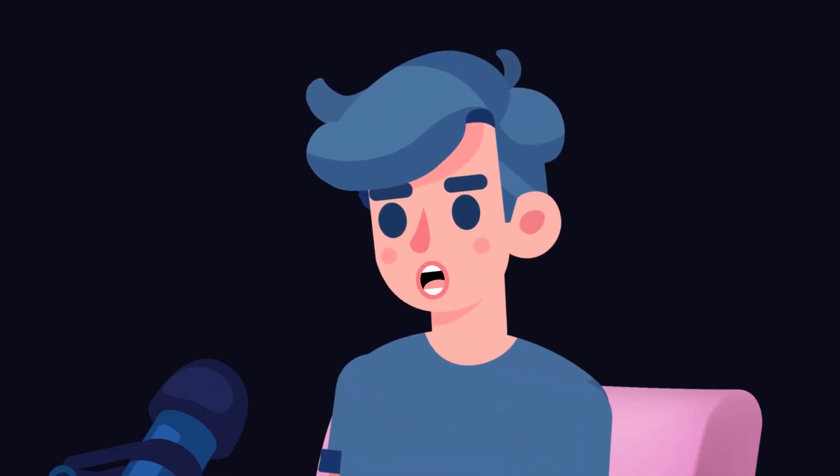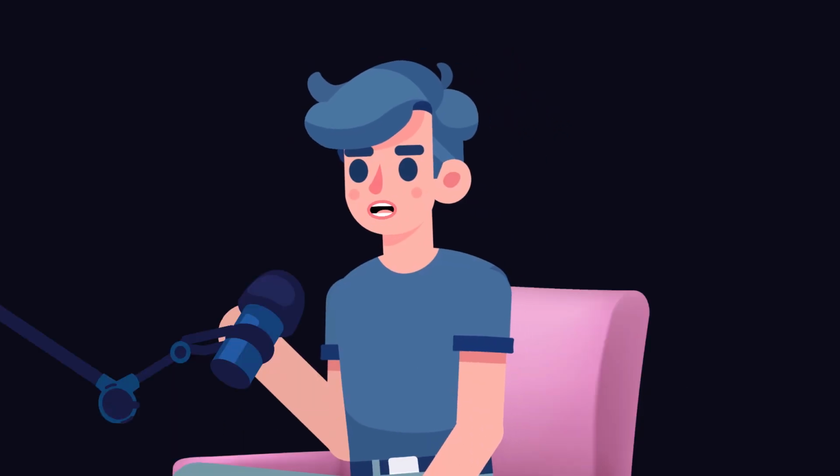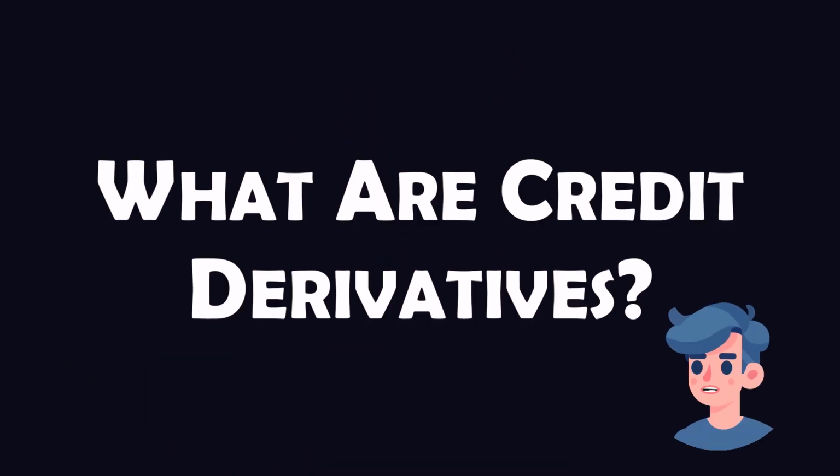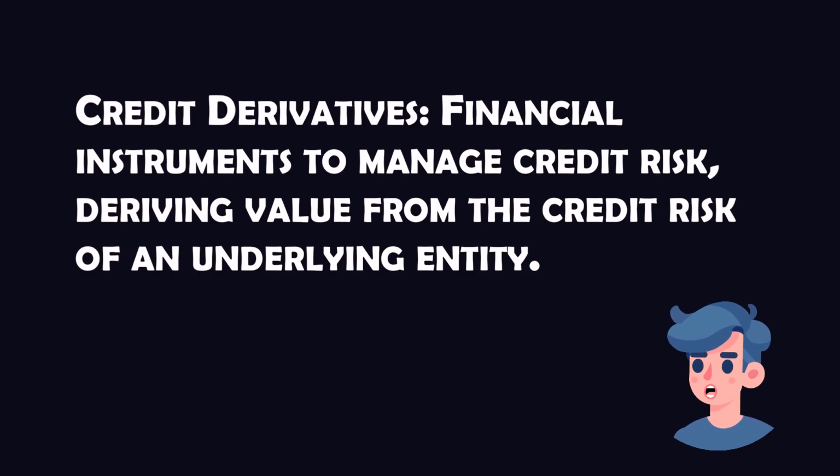Today, we'll break down what they are, how they work, and why they are crucial in the financial world. Credit derivatives are financial instruments used to manage exposure to credit risk. They are contracts between two parties, where the value is derived from the credit risk on an underlying entity such as a corporation or government.